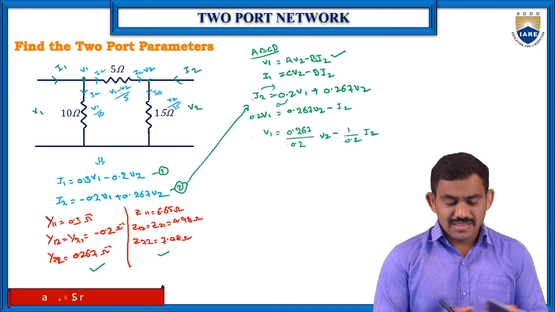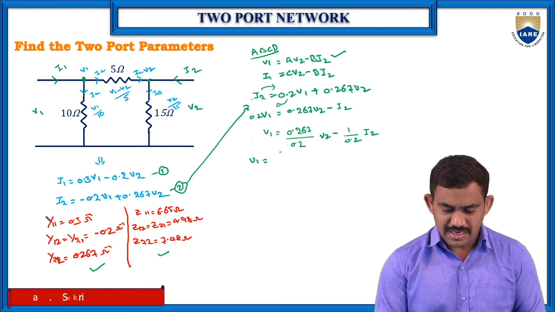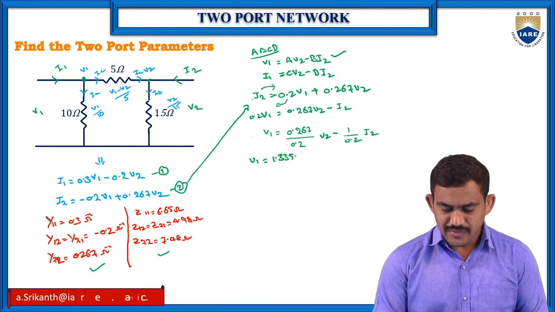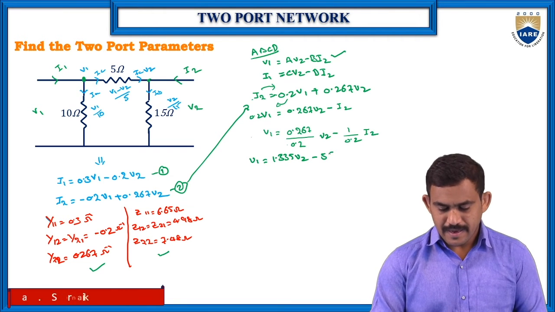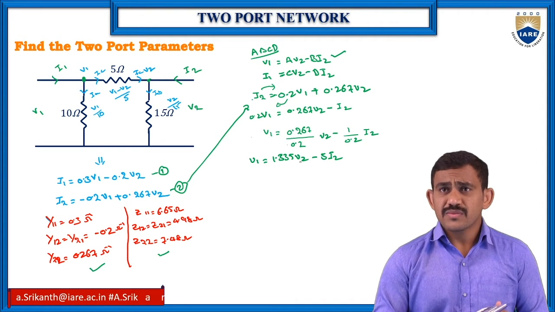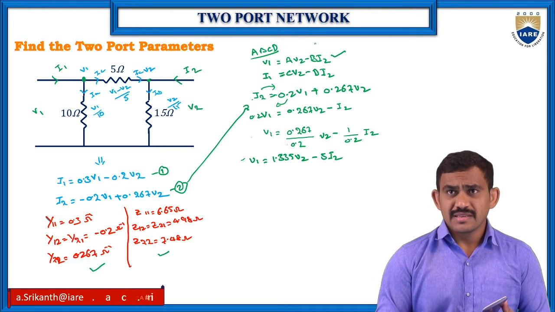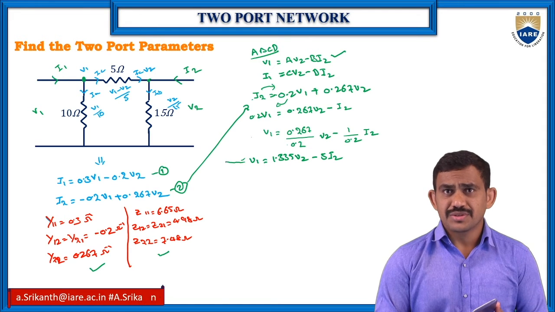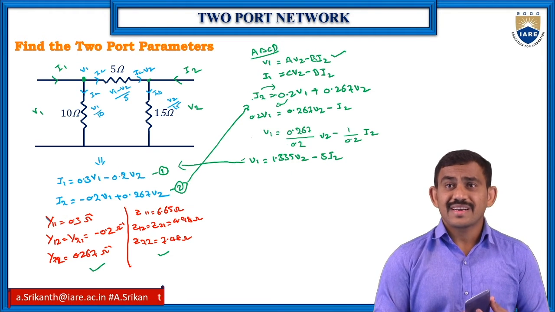Clear? Now just write the equation V1 equal to 0.267 divided by 0.2, the value is 1.335 V2 minus 1 divided by 0.2, it's 5 I2. Okay, now from this equation we'll get the A and B values. Then the same V1 value, substitute in this equation. Then we'll get I1 in form of V1 as well as V2.